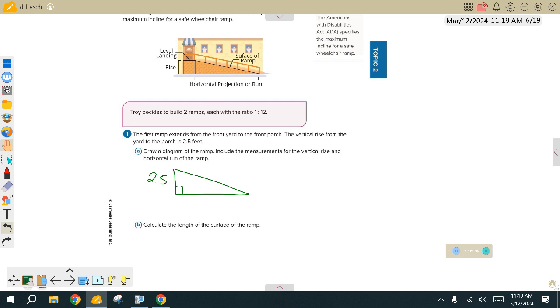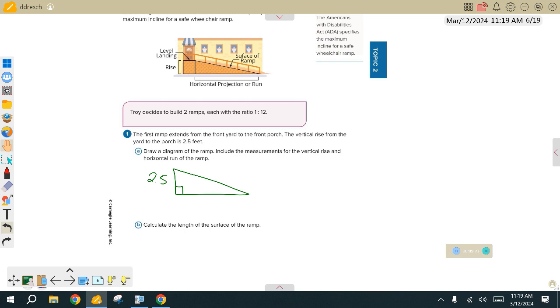So that's that 1 to 12 coming into play. All right? So let's figure that out. Let's go back to our last topic, our similar triangles. As Deacon said, that rise and run represents our slope.